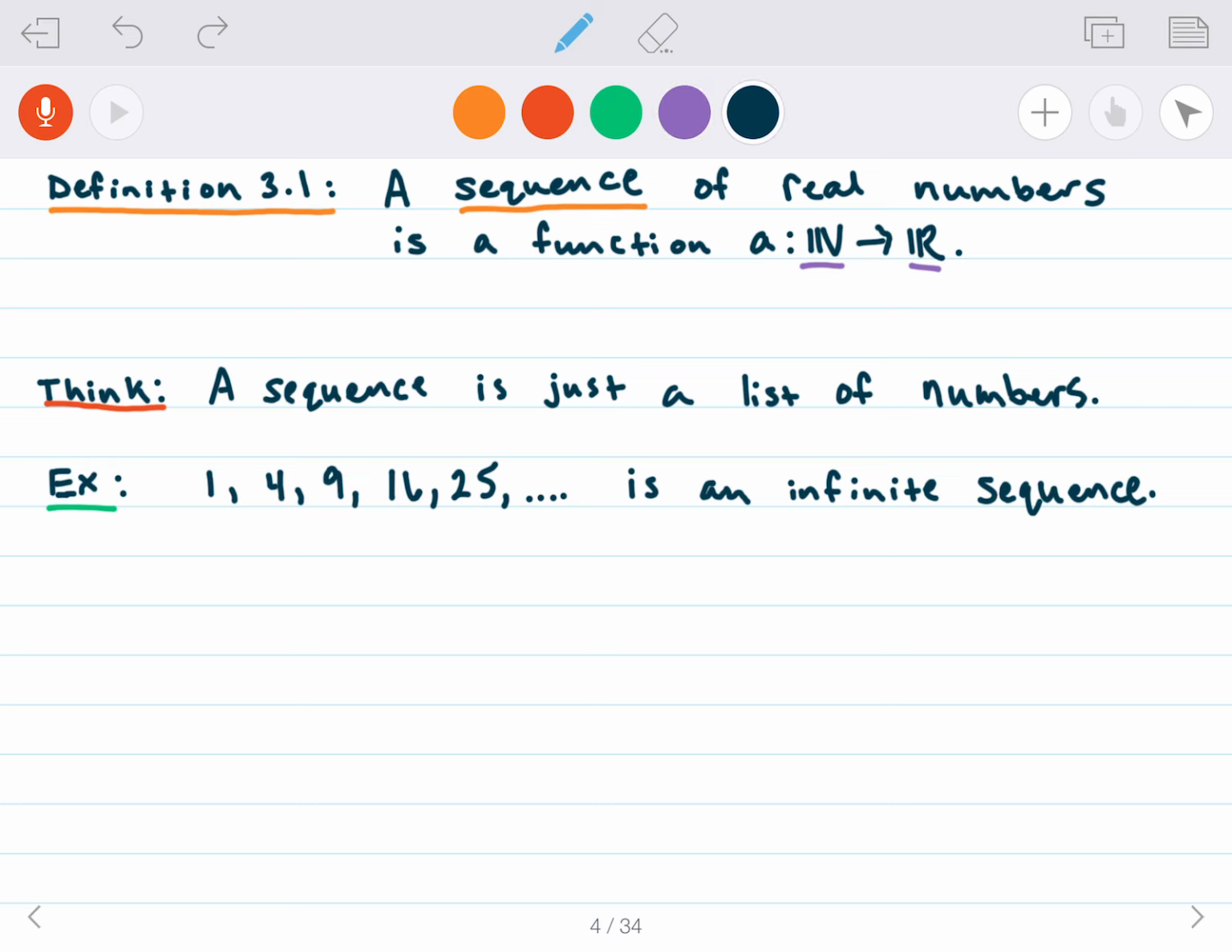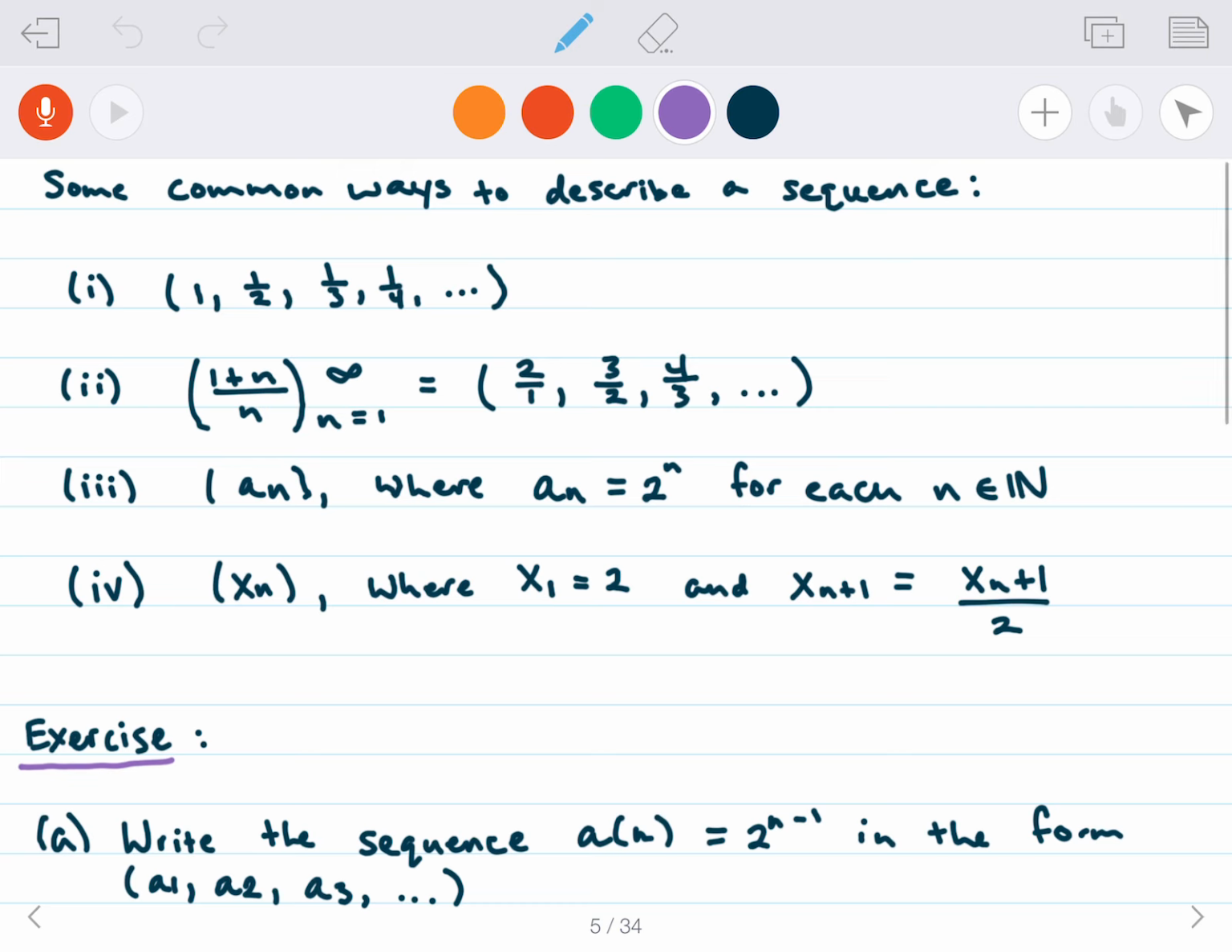And we can say, okay, well, this guy is the first term in our sequence, this guy is the second term in our sequence, this guy is the third term, and so forth and so forth. So we can see that we're taking in a natural number, and we're outputting a real number, etc., etc. Okay, so that's what a sequence is.